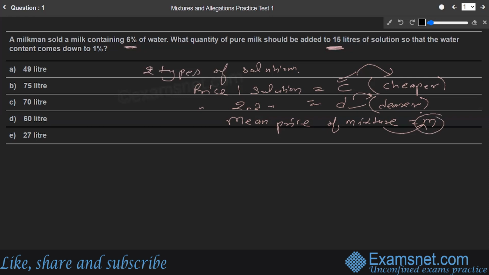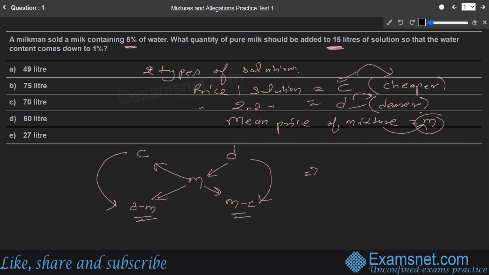If you want to know this, then there is a method of alligation. That method says, let's keep C this way, D this way, and M at the center. So in what ratio should they be mixed? Obviously C is the cheaper one, D is the dearer one. So we will first do D minus M and write it beneath C. The other side will be M minus C, and we'll write M minus C just beneath D. So there are two values that will come out, that is D minus M and M minus C, and that should be the required ratio. The ratio should be D minus M to M minus C.